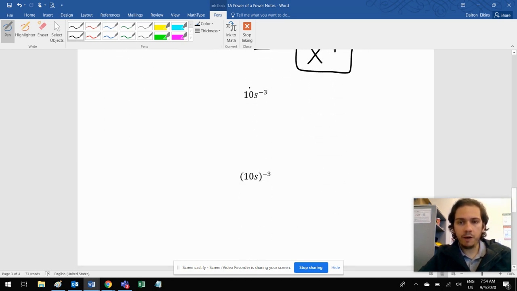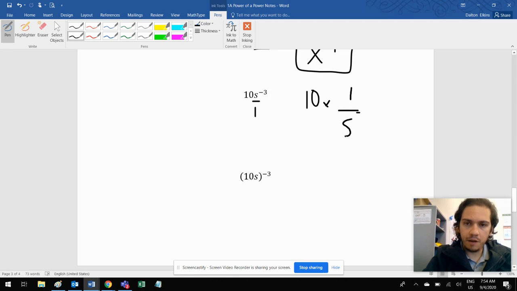But if you look at these final 2 examples here, they look very, very similar, but there's a very, very key distinction here. So this is 10 times s to the negative 3rd power. So the s is over 1. So the 10 is going to stay the same. And this is times, so 10 times. And then we have now 1 over s to the power 3. Well, if you remember how we multiply fractions, we multiply straight across, so 10 times 1 is 10. And then 1 times s to the power 3 is s to the power 3. Okay, so that's one instance.